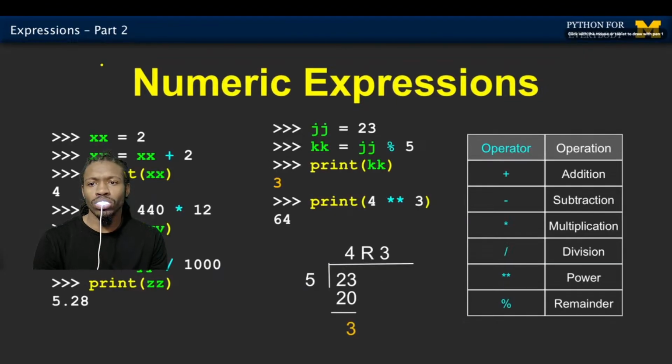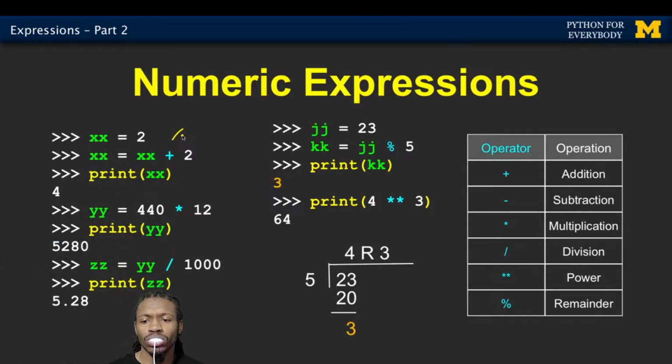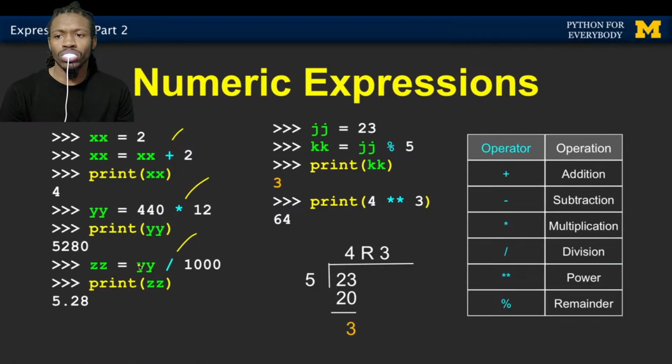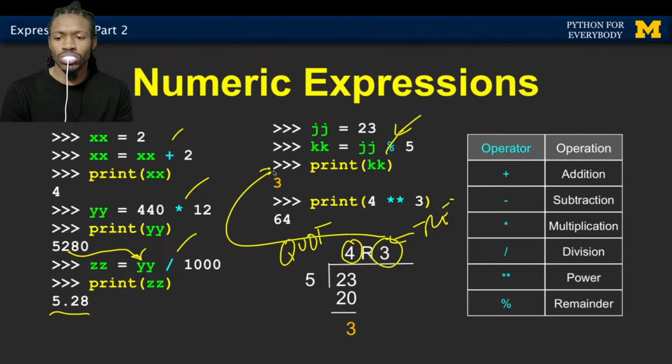So the addition operator, pretty straightforward. I've been using that without even talking about it. The multiplication and the division. So this is 5,280 divided by 1,000, which gives me 5.28. But the one that's probably the most interesting is this modulo or remainder operation. The way the remainder operation works, in particular if this is an integer, is it does the division. So it's almost like a division, j divided by 5, but instead of giving the quotient, it gives the remainder. So 23 divided by 5 is 4 remainder 3. The 3 is what you get back.